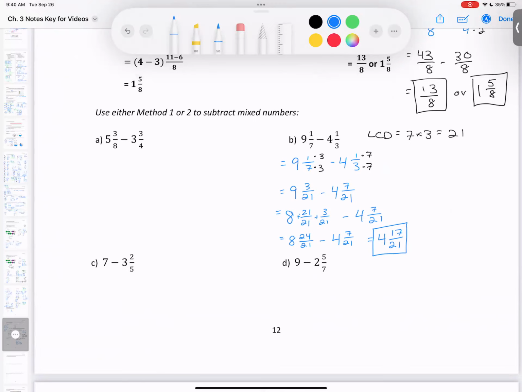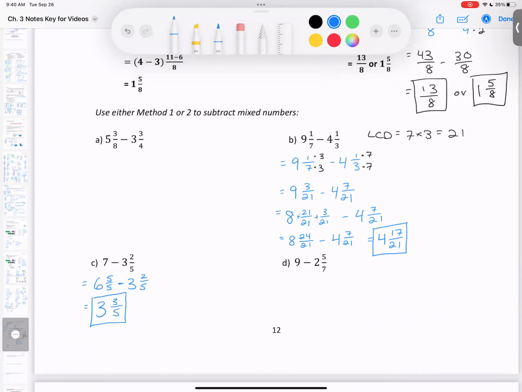Okay, let's do these two questions together. So this first one, we've got a whole number. So I'm going to do this with the borrowing method, actually, because it works out quite nicely. So I'm going to rewrite that 7 as 6 5/5 so that I'm able to take away the 2/5 in that next fraction over. Then I can say we've got 6 minus 3 is 3. 5/5 minus 2/5 is 3/5. So you can see the appeal of borrowing. It sometimes makes it quite easy to do a question.